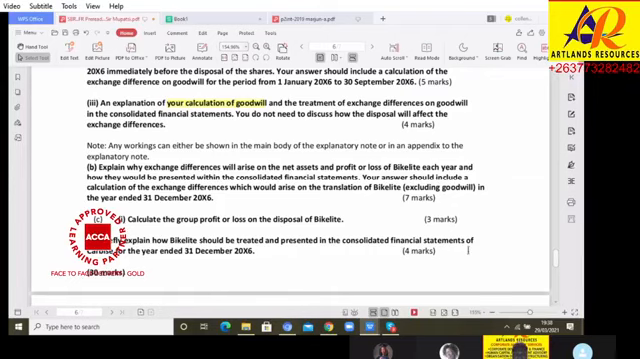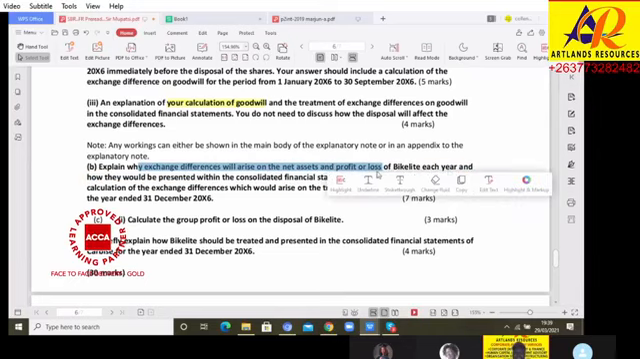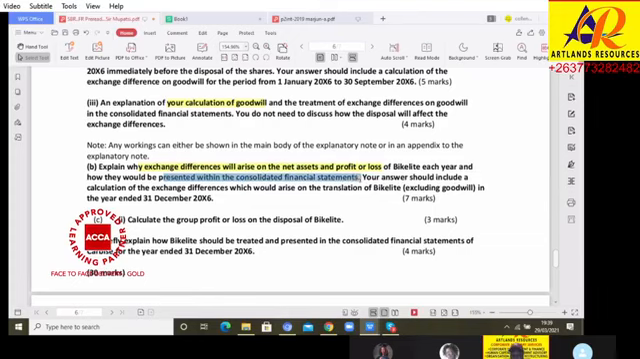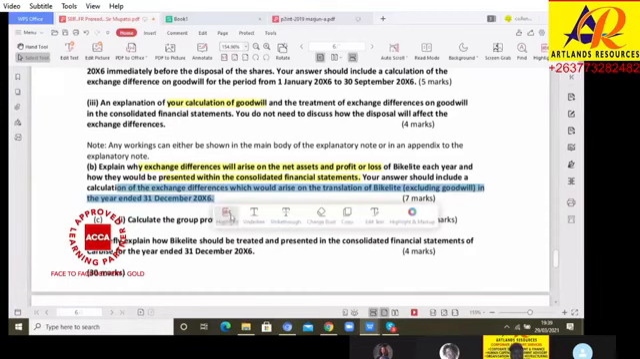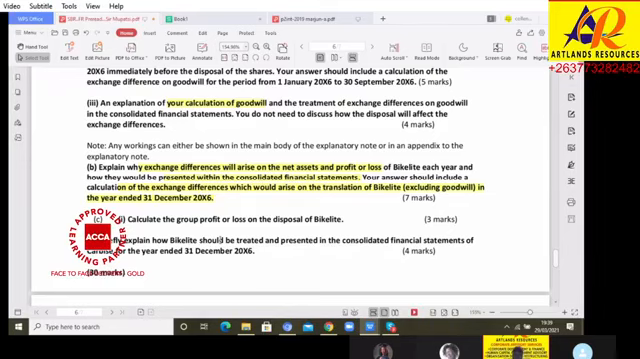They are now saying explain why exchange differences arise. They just want this part first, each year, and how they should be presented in the consolidated financial statements. That's another part. And another part, calculate the exchange differences for the year ended 31 December 2026, excluding exchange differences on goodwill. Why are they saying excluding on goodwill? Because on goodwill, we have already calculated exchange differences on goodwill. So that one is a done deal.